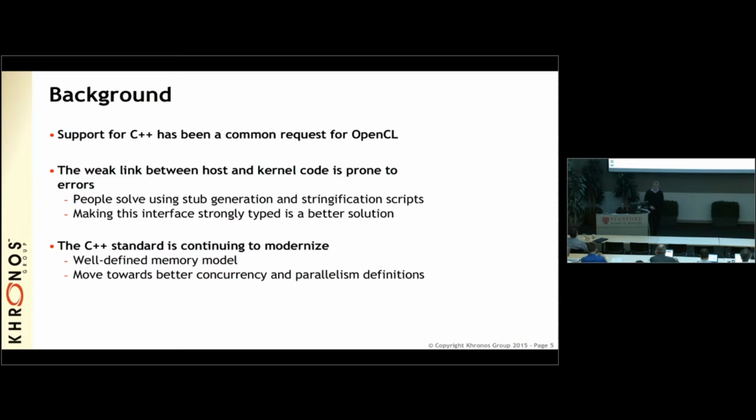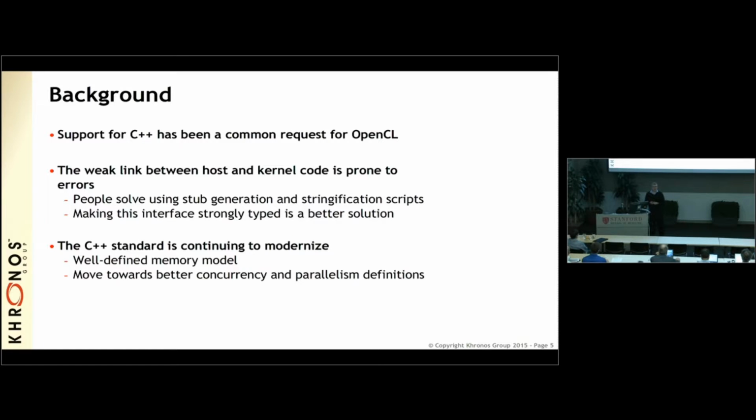So starting with a bit of background, for a long time now, C++ support has been a common request for OpenCL. We've had recent discussion and recent presentations about C++ support in the kernel language for OpenCL. But even with that support, there is a weak link between the host and kernel code. People often solve this using stub generation scripts and things to try and firm up the type, the ABI connection between the two. But making that interface strongly typed as part of the specification is really a stronger solution.